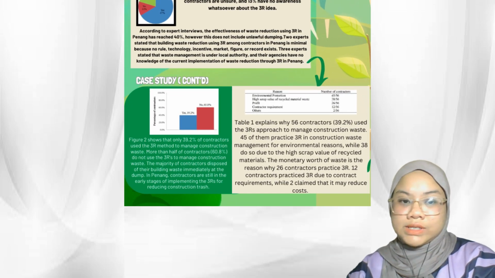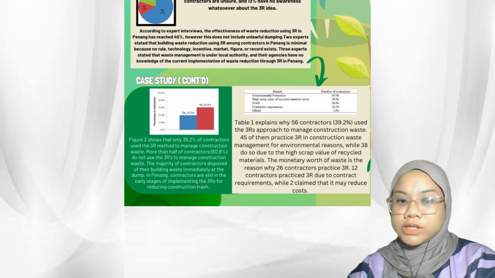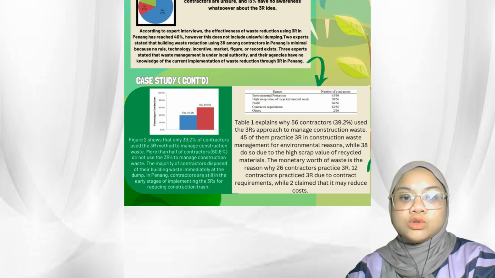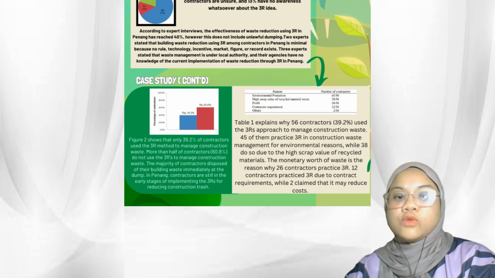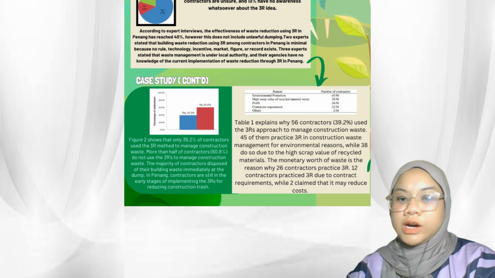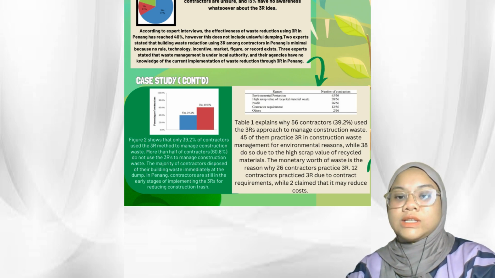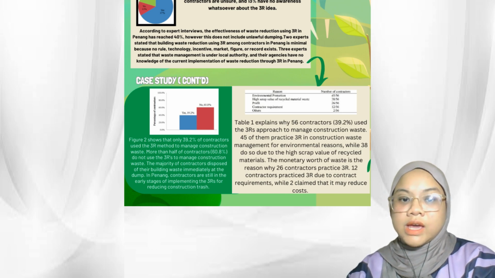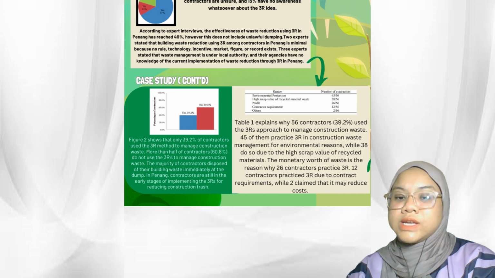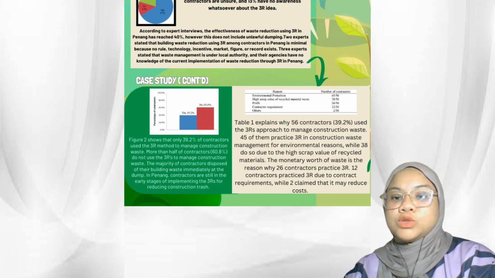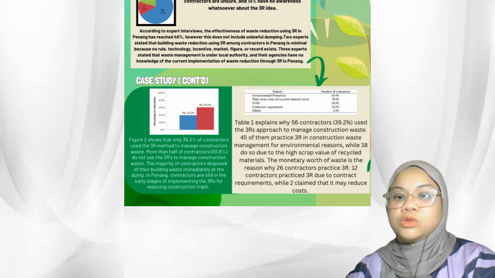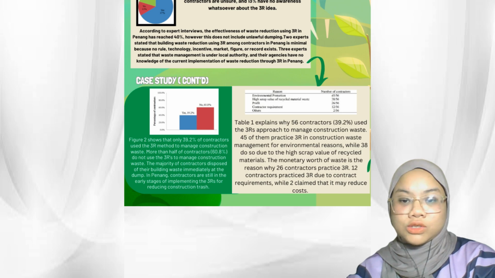So the next figure explains why 56 contractors use the 3R approach to manage construction waste. 45 of them practice 3R in construction waste management for environmental reasons, while 38 do so due to the high scrap value of recycled materials. The monetary worth of waste is the reason why 26 contractors practice 3R. 12 contractors practice 3R due to the contract requirement, while 2 claim that it may reduce costs.